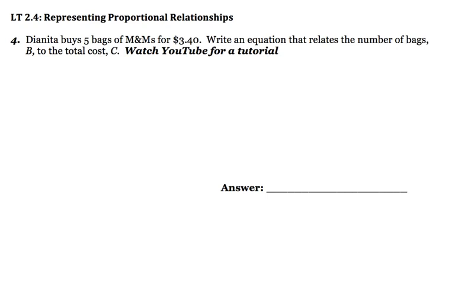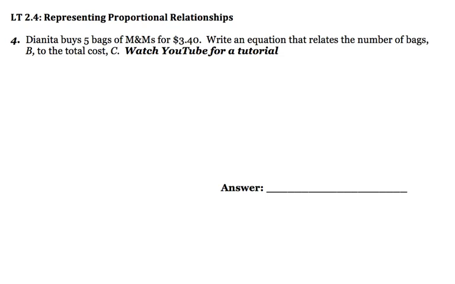Alright, so hopefully you solved number 2 and number 3, and now if you were stuck on number 4, here's a tutorial because this is a different type of problem. It says Dianita buys 5 bags of M&M for $3.40. Write an equation that relates the number of bags B to the total cost C.